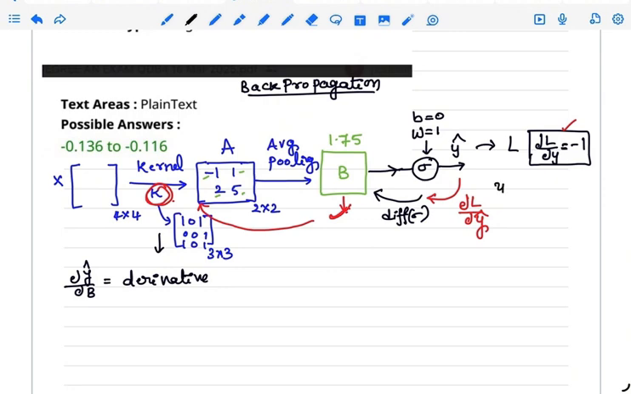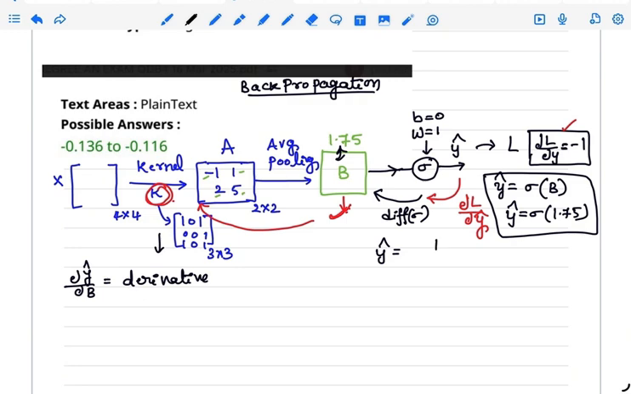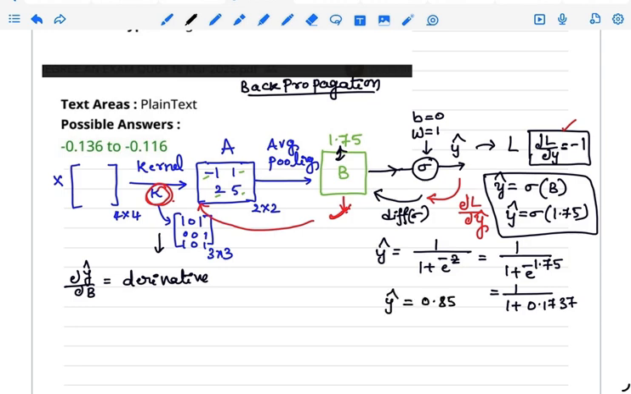So y hat equals to sigmoid of b value, right? The b value is 1.75, so y hat equals to sigmoid of 1.75. The sigmoid function is 1 by 1 plus e power minus z, that is 1 by 1 plus e power minus 1.75, and its value is 1 by 1 plus 0.1737. So y hat equals to 0.8521. Okay, this is the y hat value.